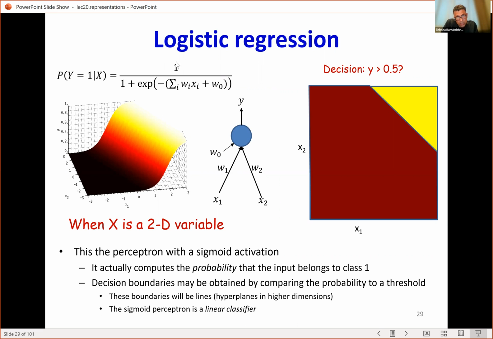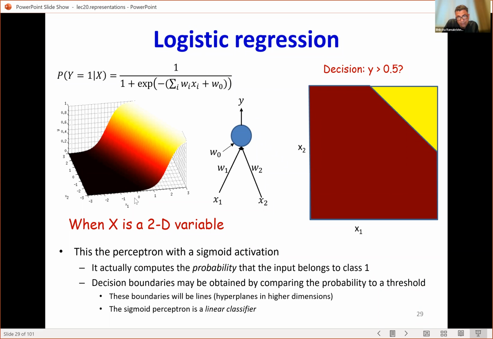And this function is just your standard sigmoid. It's 1 over 1 plus e raised to minus of the sum over all components, summation wi xi, plus the bias w0. And this function is going to have exactly the same kind of a posteriori probability function that we have even in the unidimensional case.